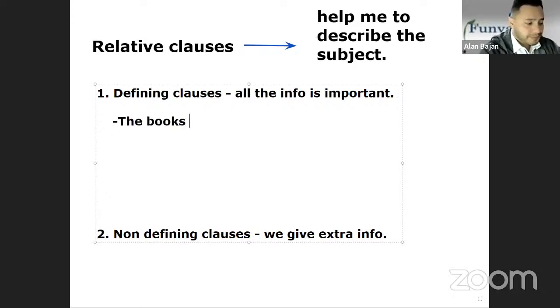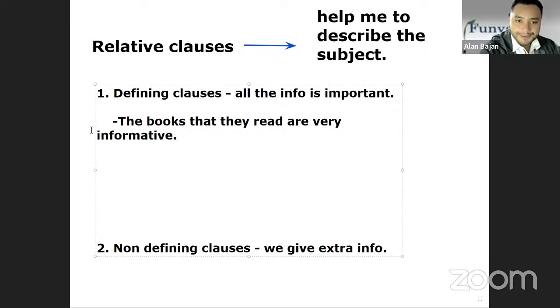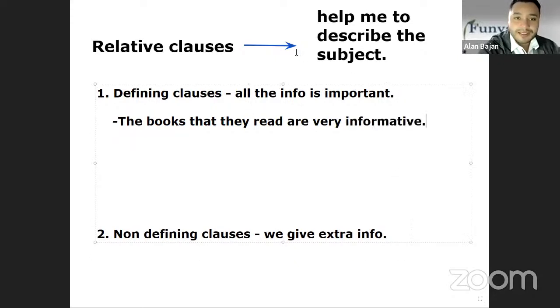The books that they read are very informative. This is the first example of defining clauses. Where is the relative pronoun in this sentence? Let's see. Eduardo, where is the relative pronoun in this sentence? The books that they read are very informative.